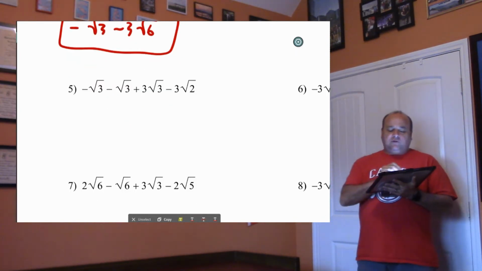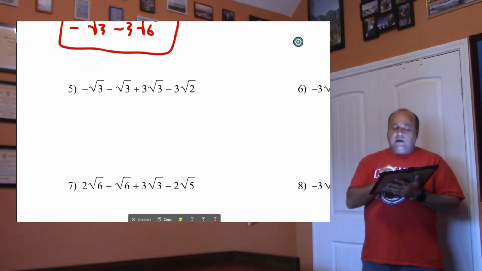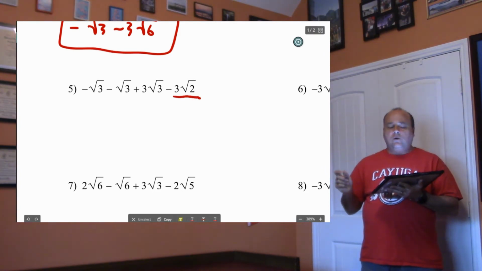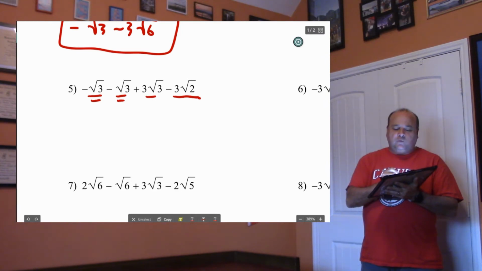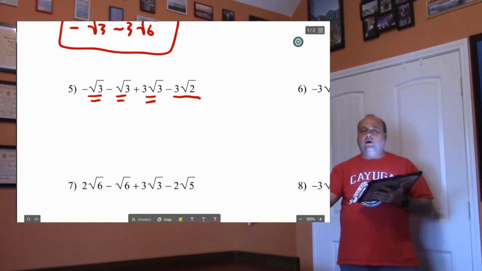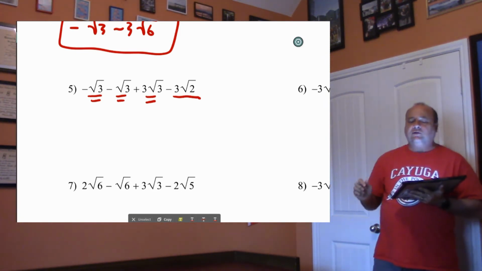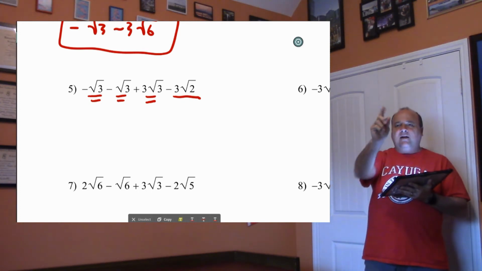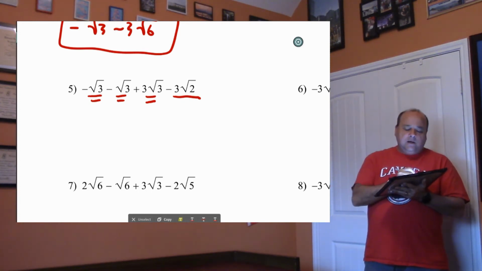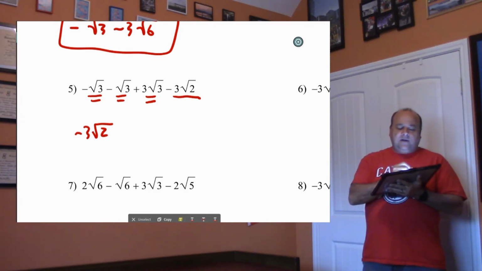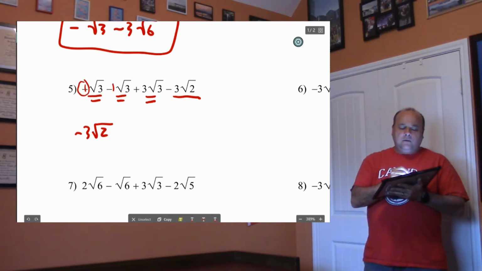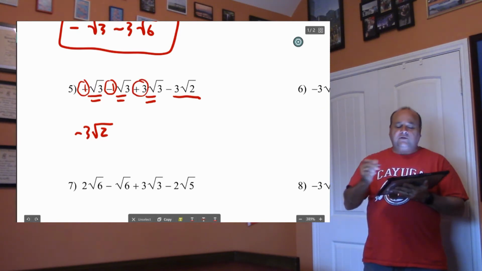Okay, on this one here, I have square root of 3s and square root of 2s, don't I? The square root of 2 is smaller, so it gets a single underline. That's the only one I got in it. Then I'm going to double underline my square root of 3s. The single underline goes first, the double underline goes second. I only have one single underline, so I'm going to start my answer off with negative 3 square root of 2.